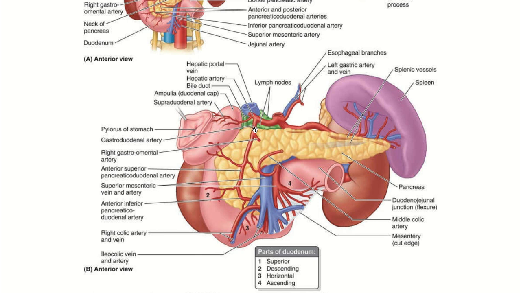Remember? Good. And then this one is going to give us the right gastromental artery, which you anastomose with the left gastromental artery of the stomach. And then it is going to continue as the superior pancreatical duodenal artery. The superior pancreatical duodenal artery will actually be divided into two, anterior and posterior. The superior pancreatical duodenal artery is a branch of the gastroduodenal artery.